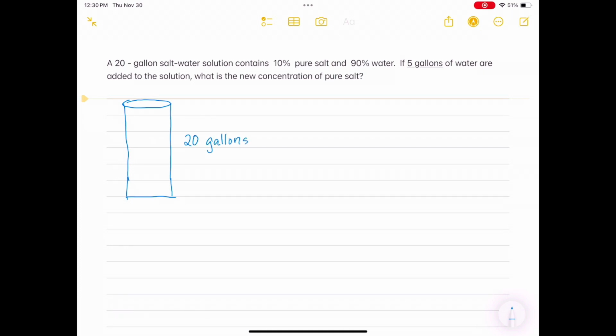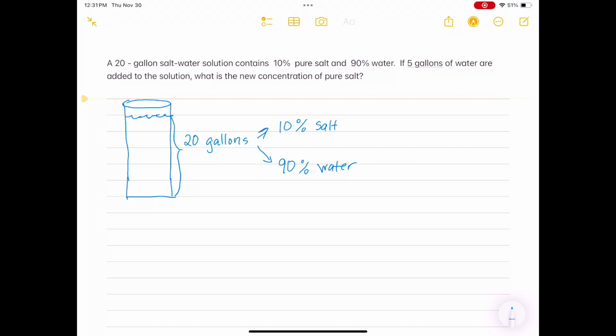So when we have a word problem, the first thing we should do is draw out a picture of that problem and include all the facts of the problem. This helps us think clearly about how to go about solving the problem. So in this case, I draw out a 20-gallon container with 10% salt and 90% water.